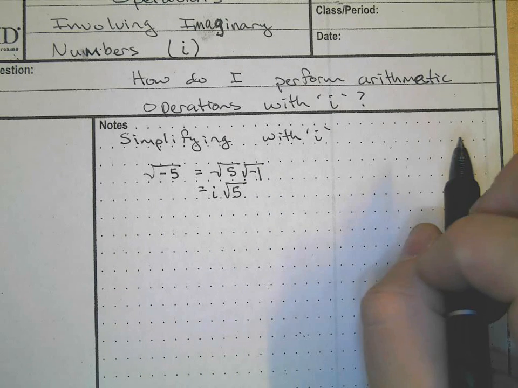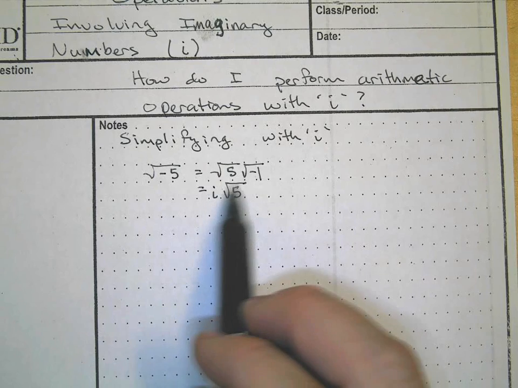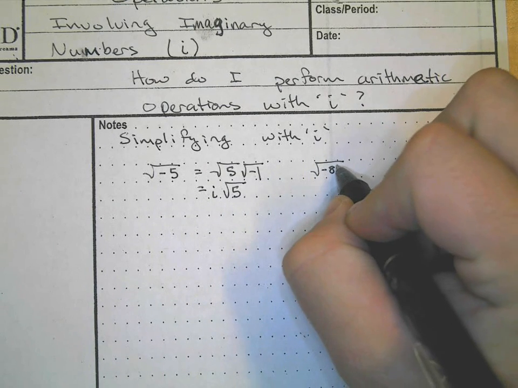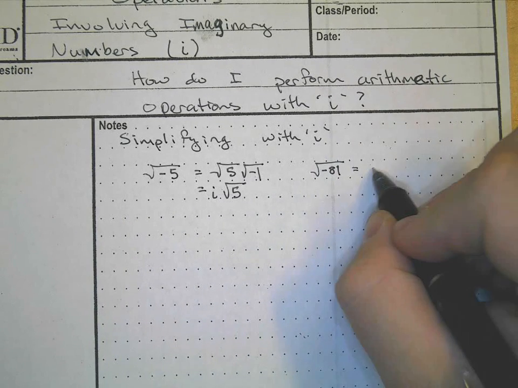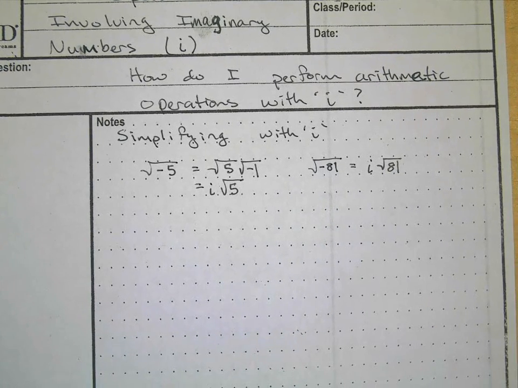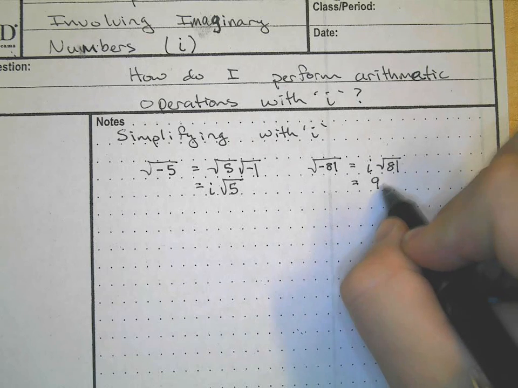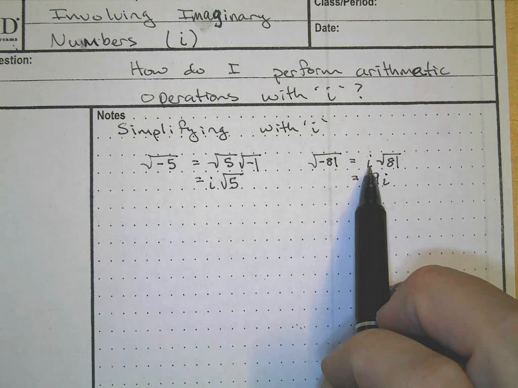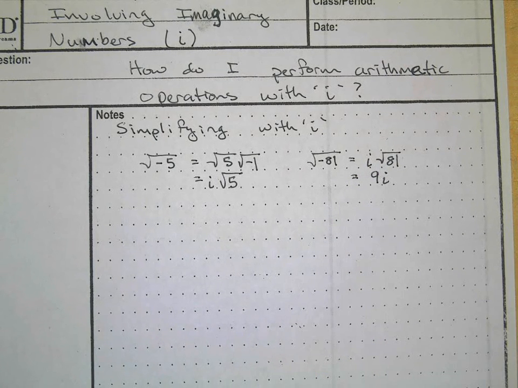But we need to be able to do this when I can actually simplify the square root. So here we can't do anything with the square root of 5, but what if I can take the square root? So say I have the square root of negative 81. Well, we know the negative turns into that i, so I still have the square root of 81. And then when I simplify, I get 9i. So when it's a radical, it'll follow the i. When the radical can simplify, we put it out front.